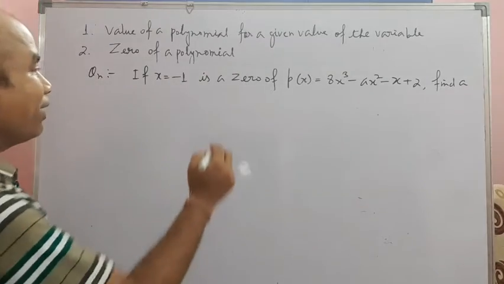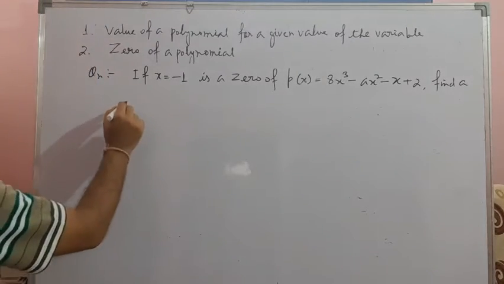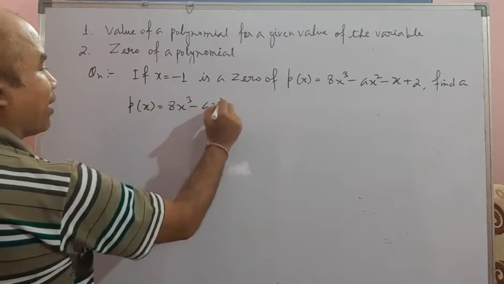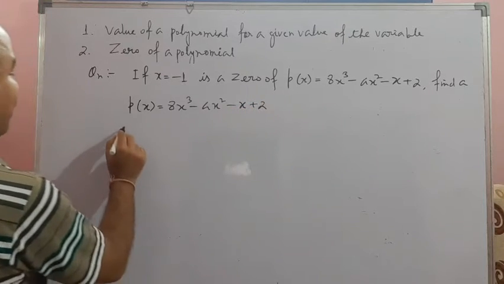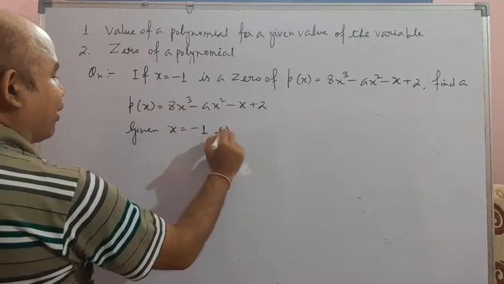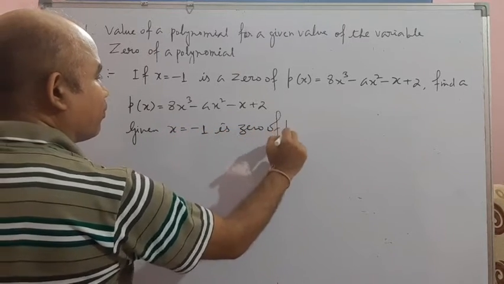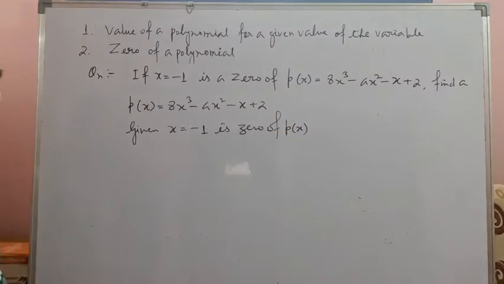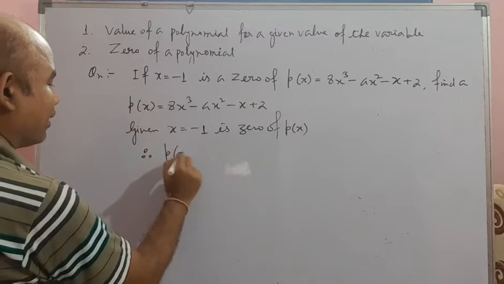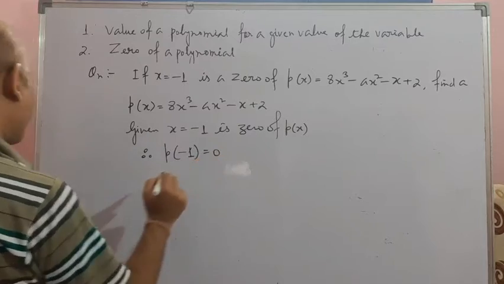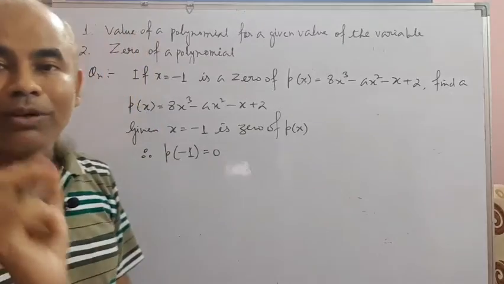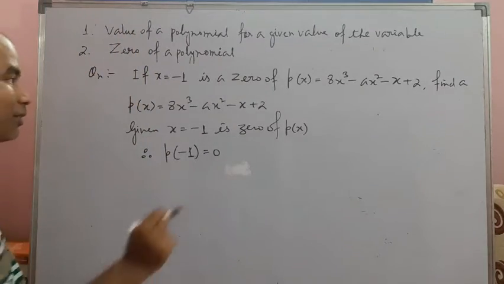Okay, so what is given? First of all, p(x) is given, the polynomial is 8x cube minus ax square minus x plus 2. Next, given that x equal to minus 1 is 0 of p(x). So by definition of 0, what is the meaning of this? That in place of x, if you put minus 1, then the value of the polynomial is equal to 0. That means p(minus 1) is 0. So let us put it.